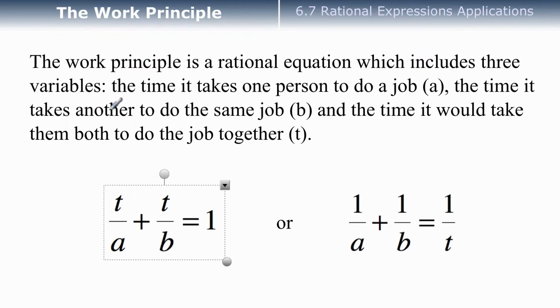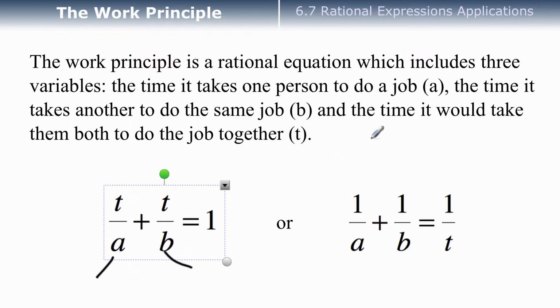So the first one is something known as the work principle. And the work principle, just like it says here, is if you've got two people, one person takes a certain length of time to do a job, another person takes a different time to do that same job, then how much time would it take them to do that job together? And here's the formula down here below that shows that. The T represents how much time it would take both of them to do it together. The A and the B represent how much time it would take the one person or the other person.